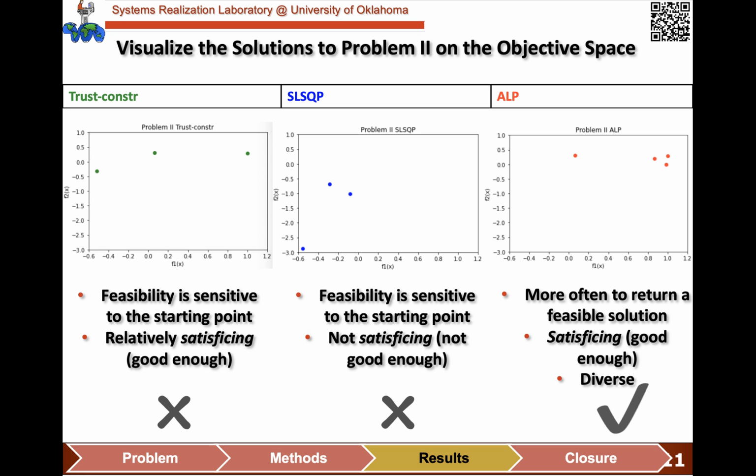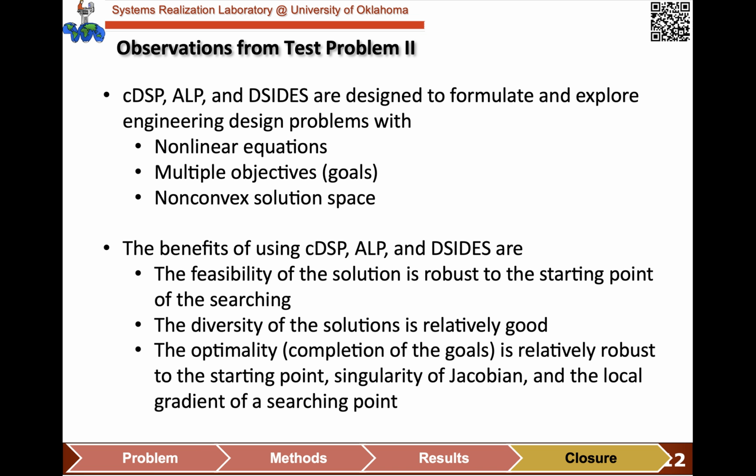We do not need any domain knowledge to set a starting point to a good point and then start solving the problem. And also it's good enough and it's diverse. Every time it can return a feasible solution. But for these 2 previous algorithms, sometimes it cannot return a feasible solution.